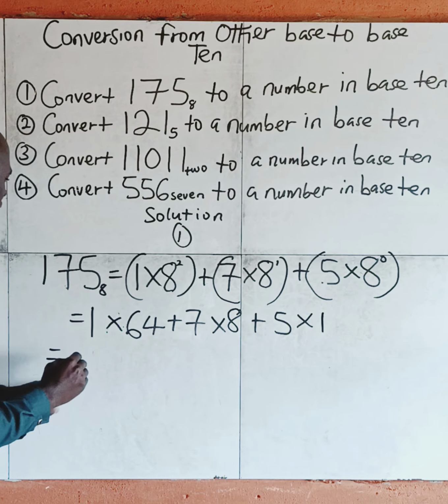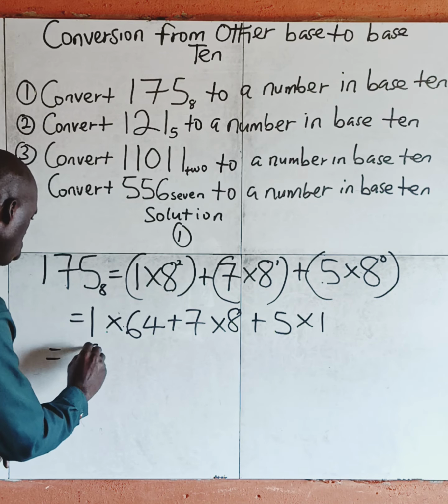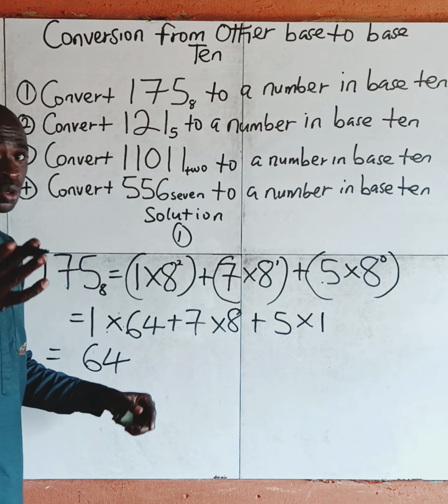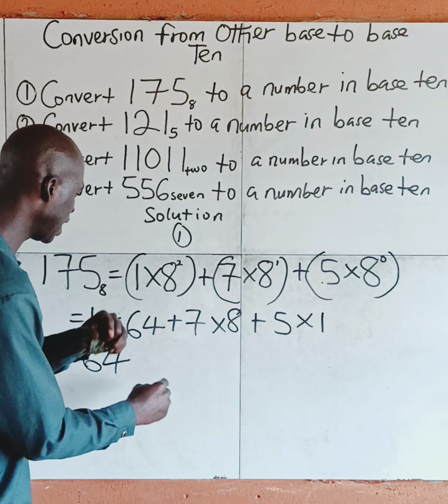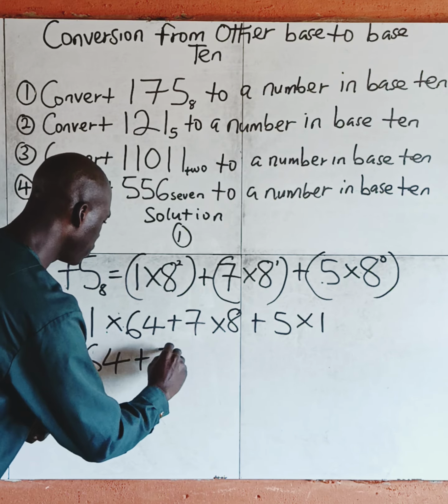Now, we'll move further. 1 multiplied by 64 is going to give us 64. You can see the way it is rightly positioned. Now, 7 multiplied by 8 will give us 56.